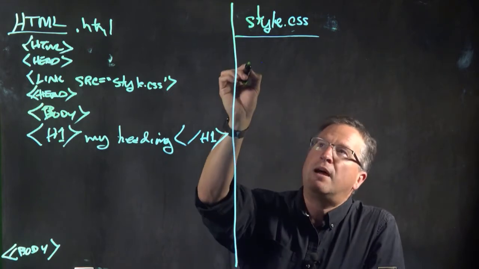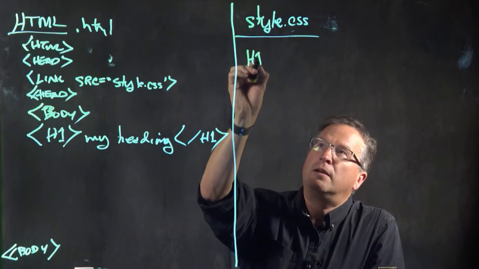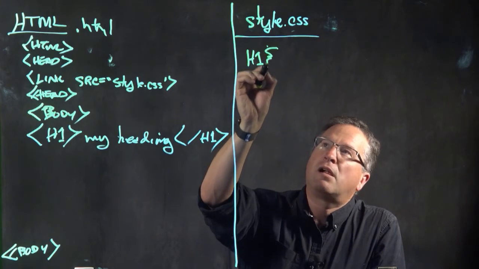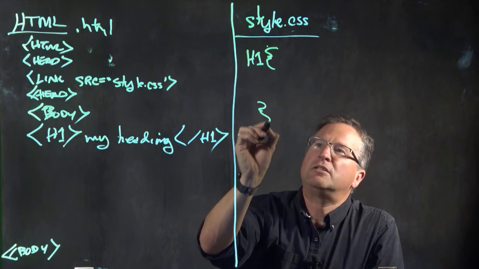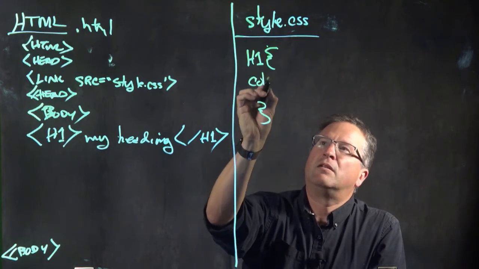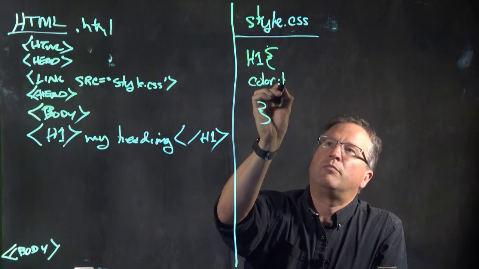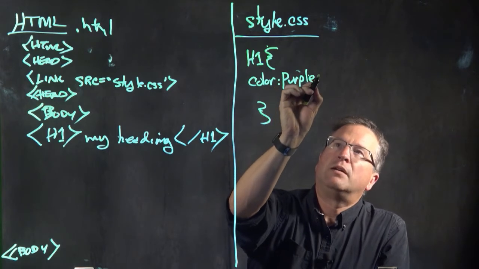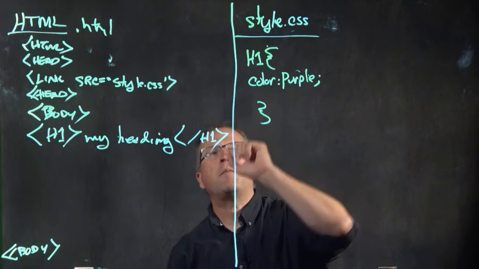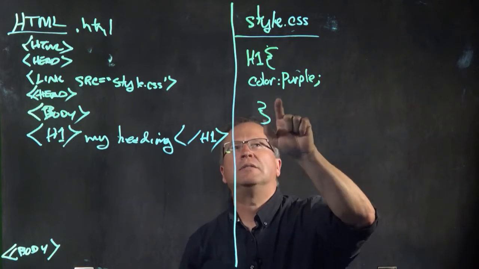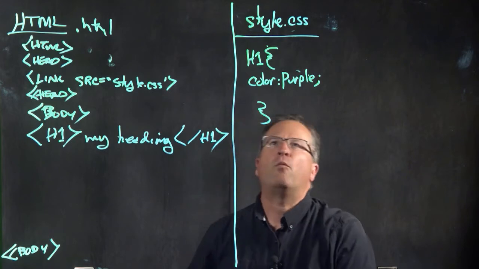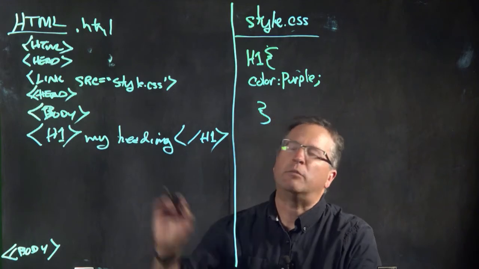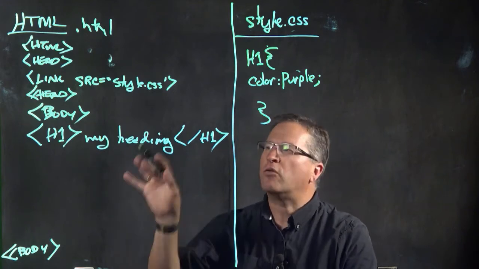So I'm going to say H1, open curly brace, close curly brace, and I'm going to say color, colon, purple, semicolon. So what I've done is declared that the color of the text is going to be purple from then on. And anytime this page loads, every heading 1 will be in purple. Now, it won't affect heading 2s. You can override this other ways.